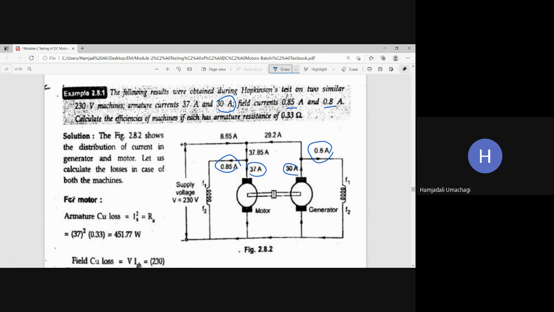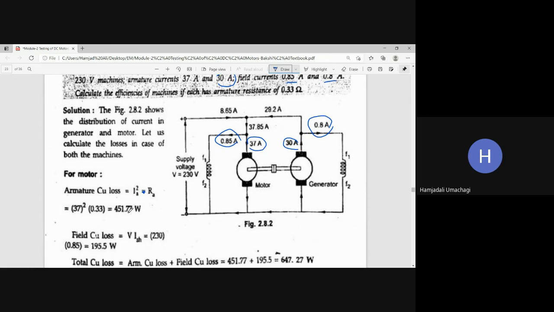Okay, now let us calculate the different losses for the motor. For the motor, armature copper loss is equal to Ia square into Ra. The Ia value of the motor is 37 and Ra is 0.33. So this will be 451.77 watts.